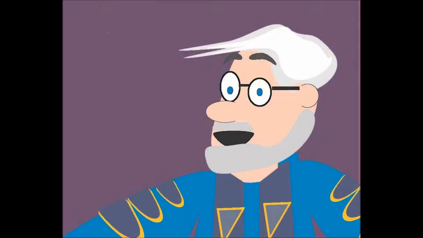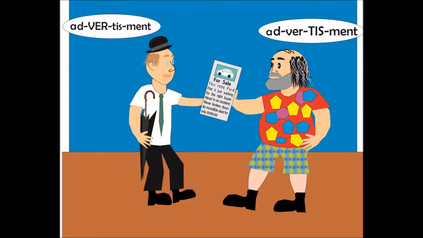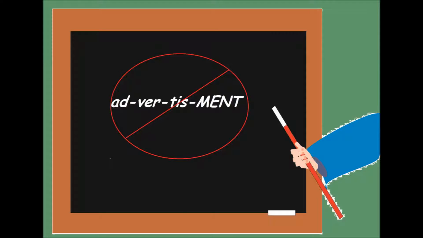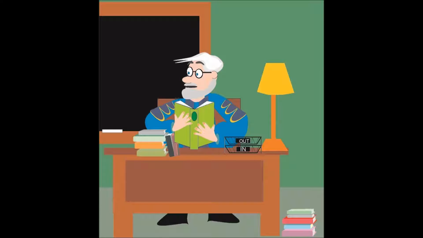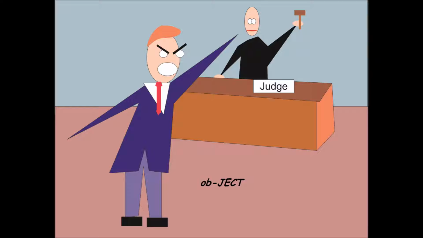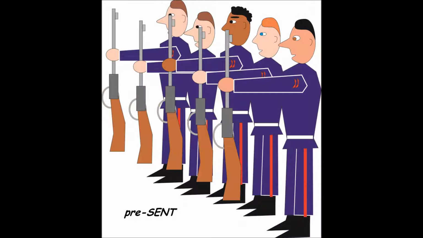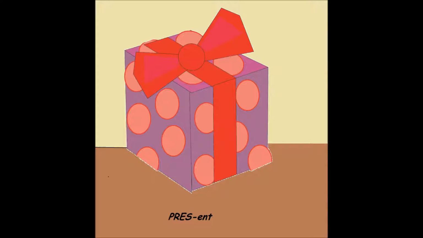For example, if I ask you to pronounce this word, well, if you're an American, you'll say advertisement. And if you're British, you'll say advertisement. But you will never say advertisement. We use accent in English to help convey meaning. Sometimes we do this by shifting the stress depending on whether the word is a noun or a verb. For example, we say record as a verb, record as a noun, object as a verb, object as a noun, present as a verb, present as a noun.